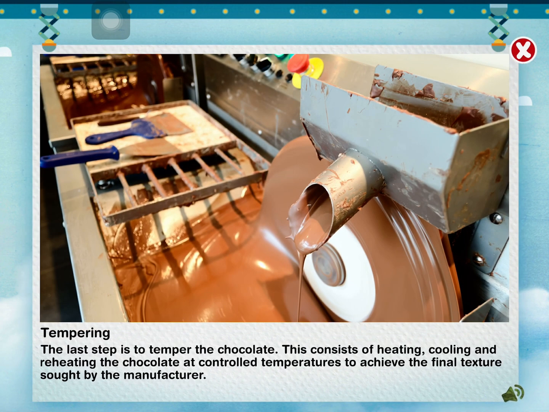The last step is to temper the chocolate. This consists of heating, cooling, and reheating the chocolate at controlled temperatures to achieve the final texture sought by the manufacturer.